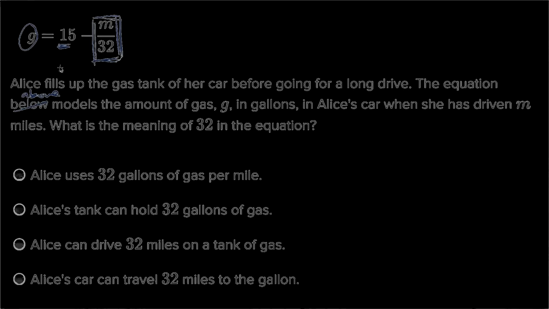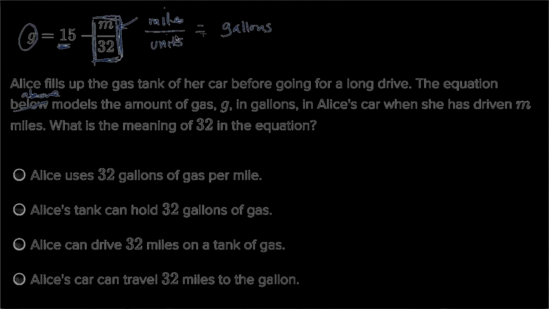So why are you dividing? If you have m miles divided by 32, how do you get gallons? What do the units on the 32 need to be? Let's just think about this. If I have miles up here, and I'm going to be dividing them by some mystery units, I need to get gallons, because this is going to be the number of gallons used up. So what are the mystery units going to be?